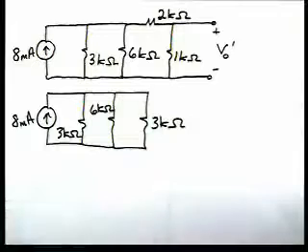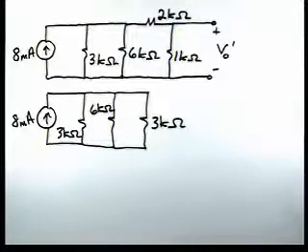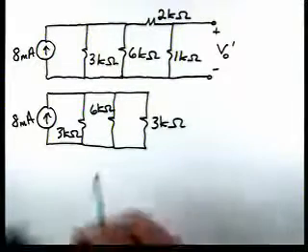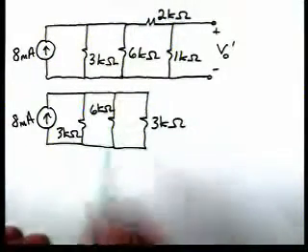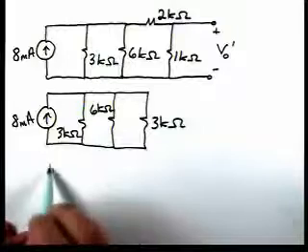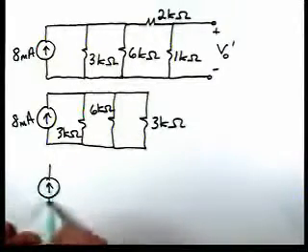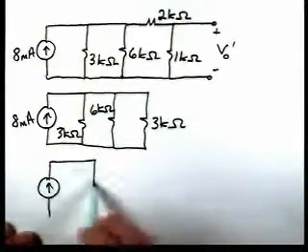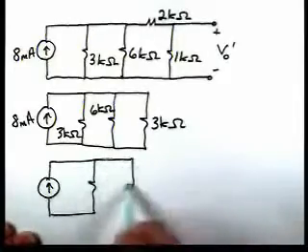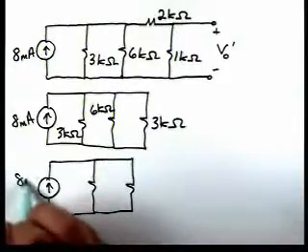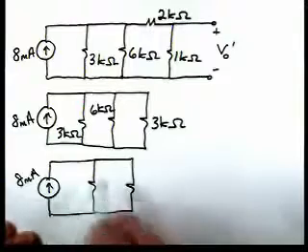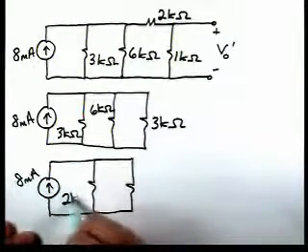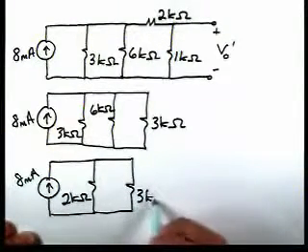Now V0 prime doesn't appear on this circuit. Now let's combine these two resistors in parallel. When we do that, these two in parallel become a 2K. This one becomes a 3K.